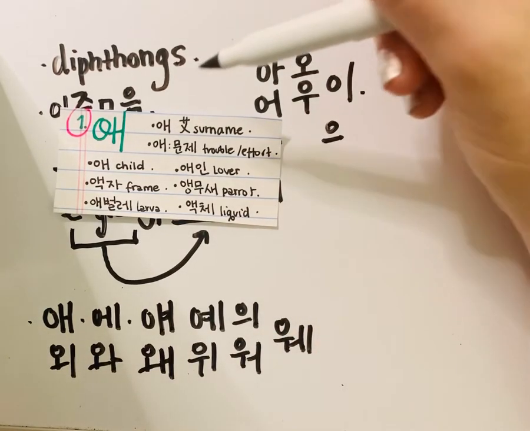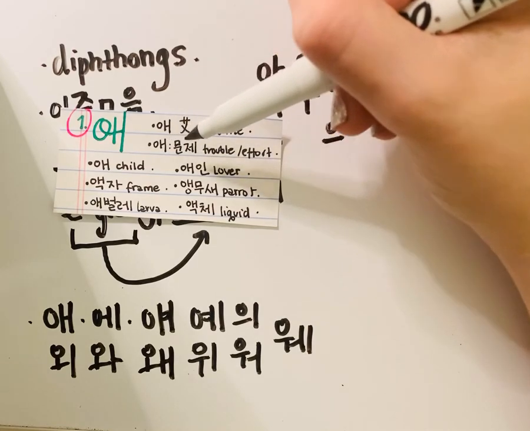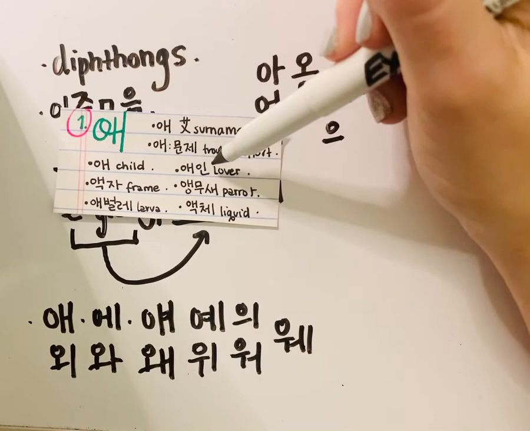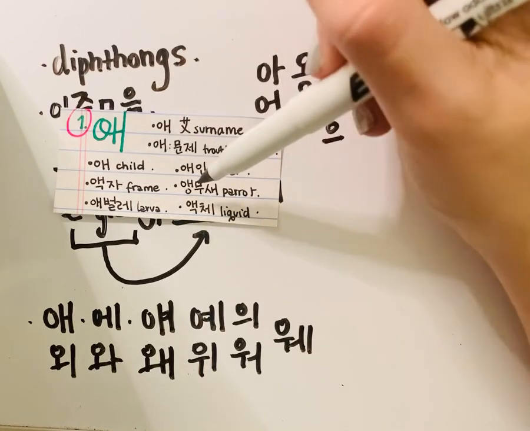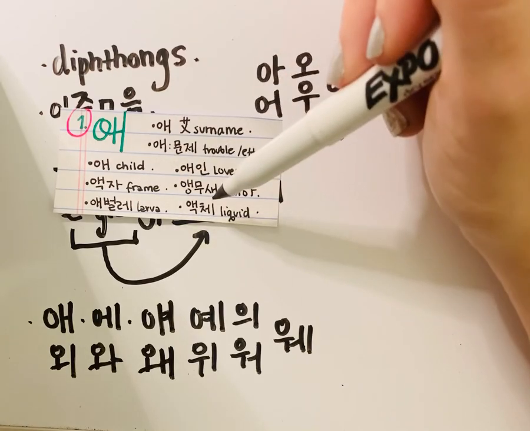So let me pronounce that again for you. 애 is in a 문제 or 애를 쓰다. 애인, 액자, 앵무새, 애벌레, 액체.